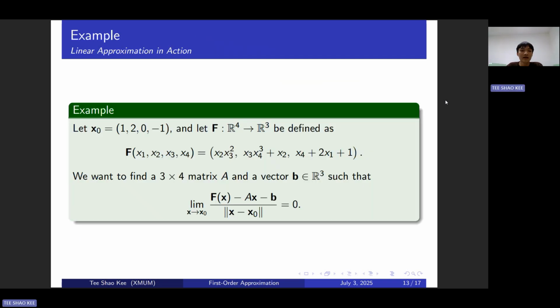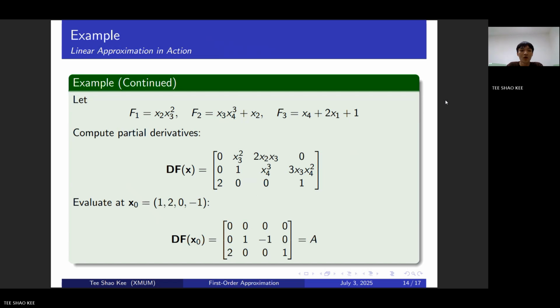Now, let's look at a concrete example. We define a function f from R4 to R3, and we want to find its linear approximation near the point x0 equals (1, 2, 0, -1). We first compute the Jacobian matrix. That is the matrix of partial derivatives. Then, we evaluate the function f at x0.